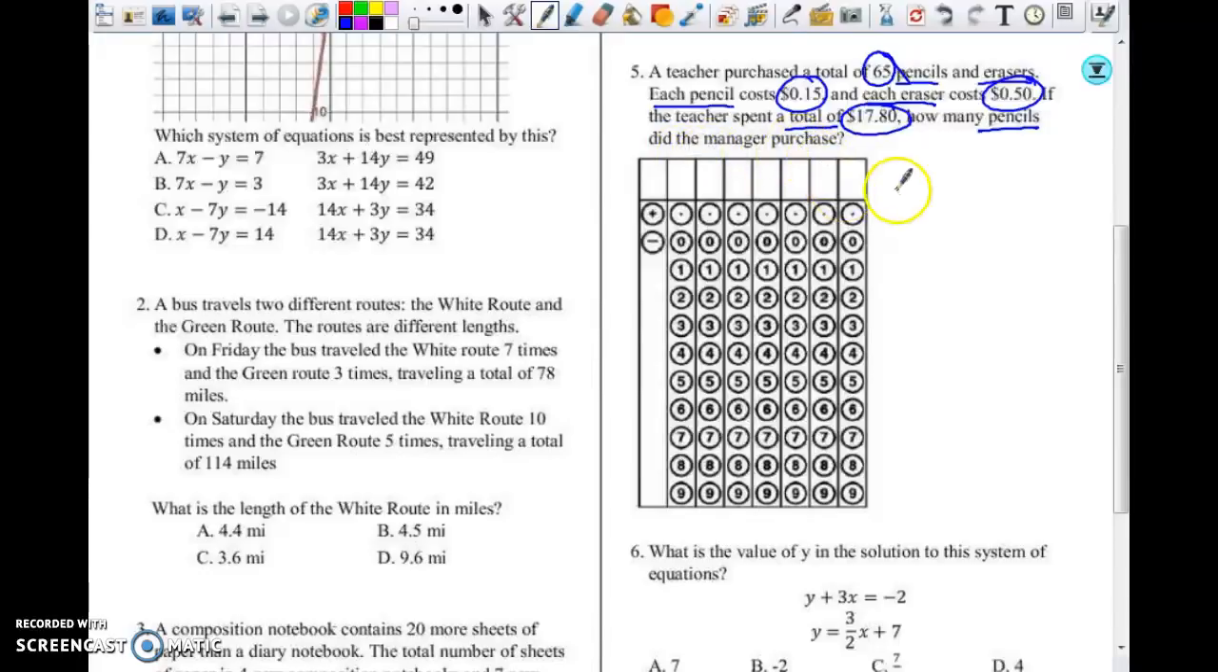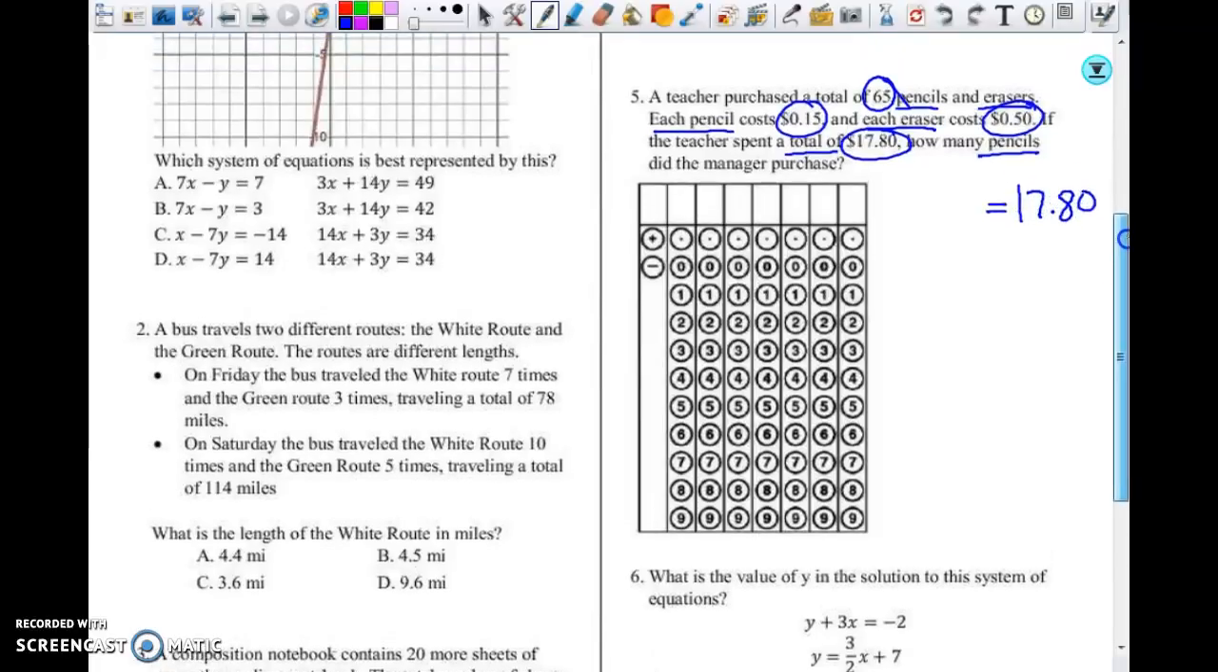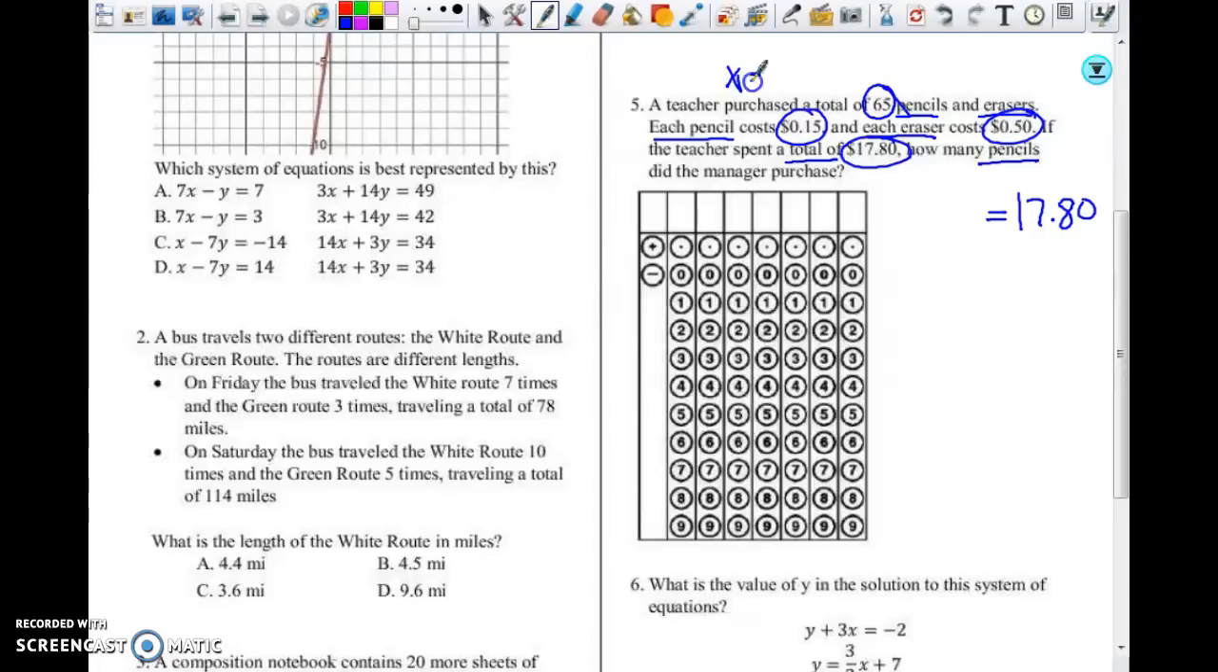So remember, a total of is an equal sign, $17.80. All right, we'll go ahead and let x be pencils and y be erasers. Okay, so together I have 65 pencils and erasers. And is a plus. So x and y gave me a total of 65. Again, total of is an equal sign, 65.